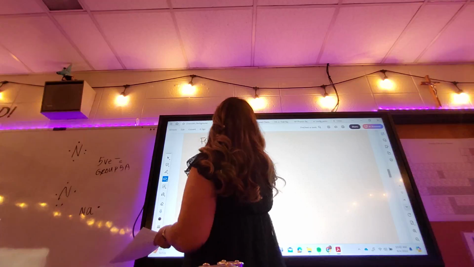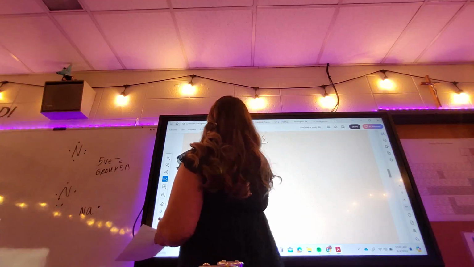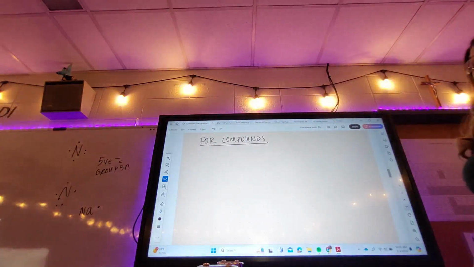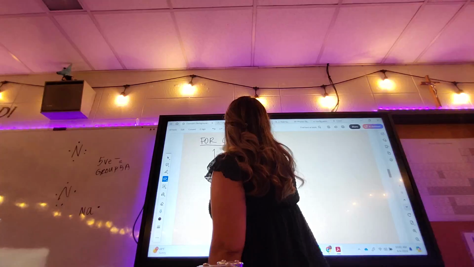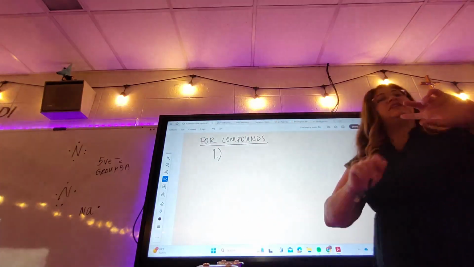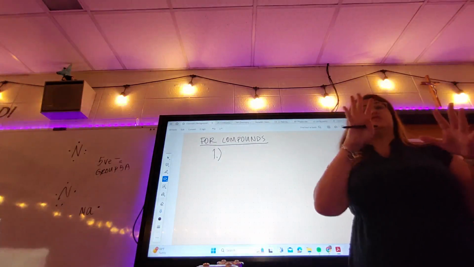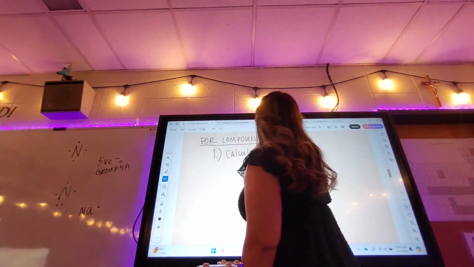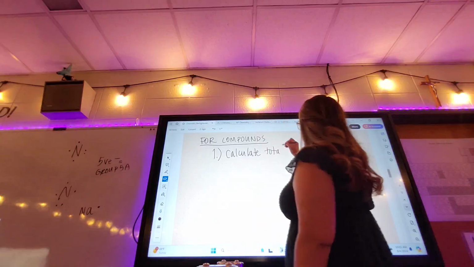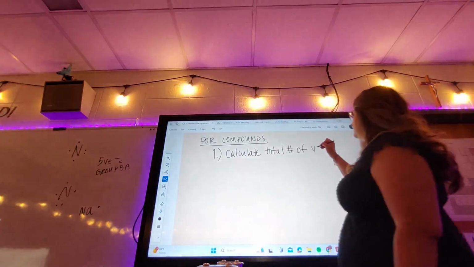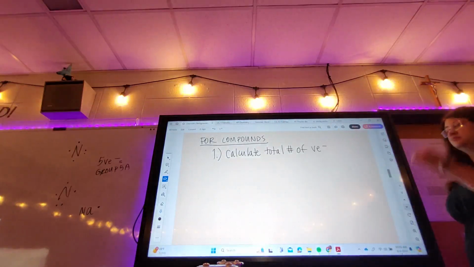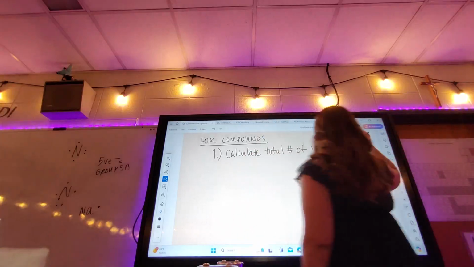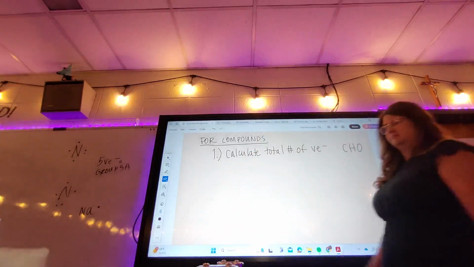All right, so for compounds, in other words, you have more than one capital letter, more than one element, this is what we do. The first thing we have to do is figure out the total number of valence electrons for all the elements that we have. All right, so let me give you an example. Let's do CHO as an example.